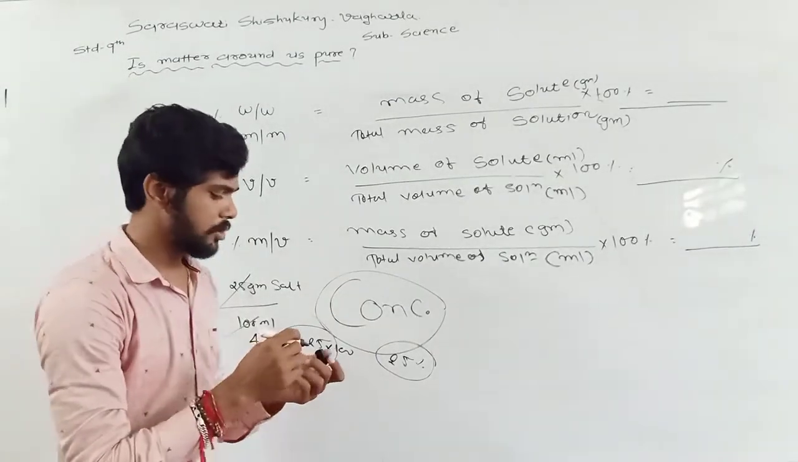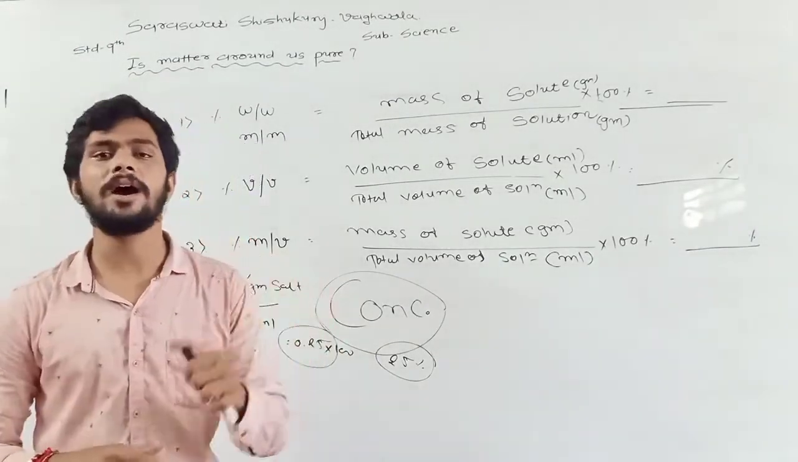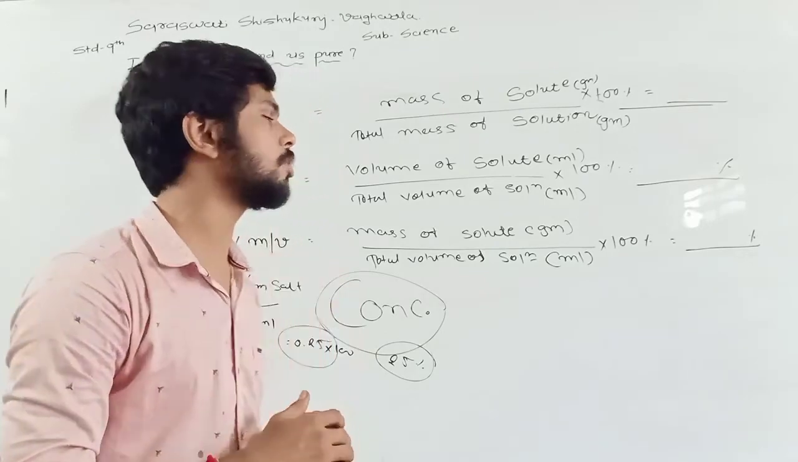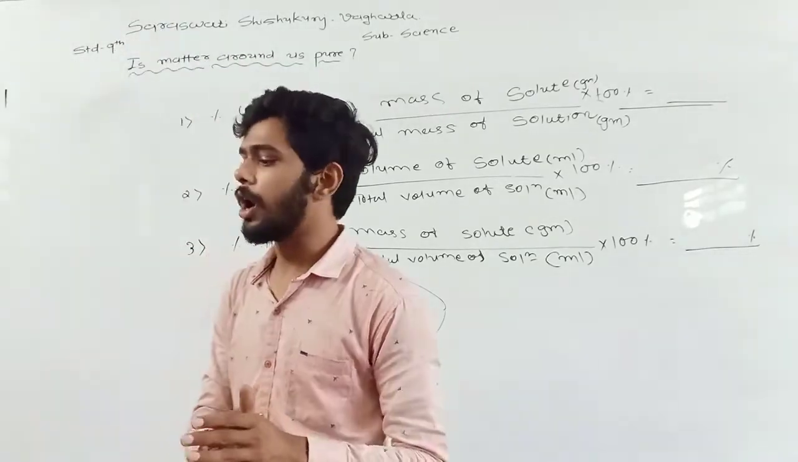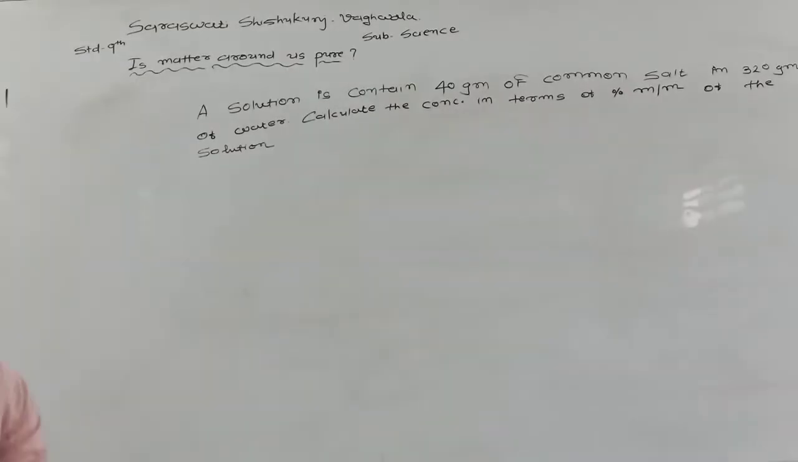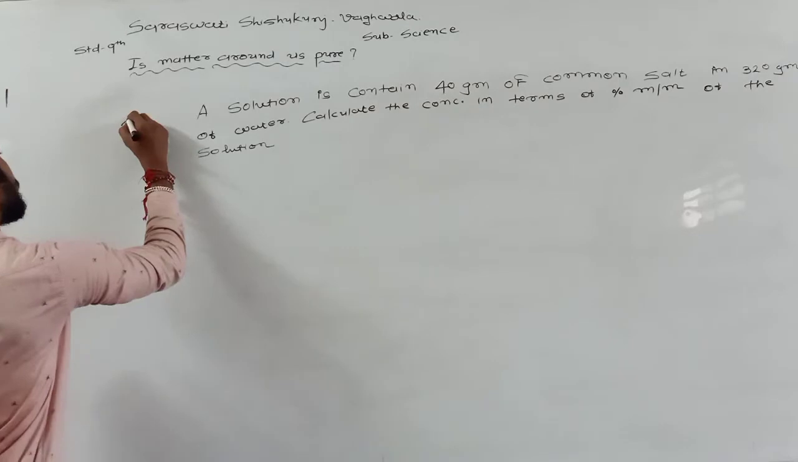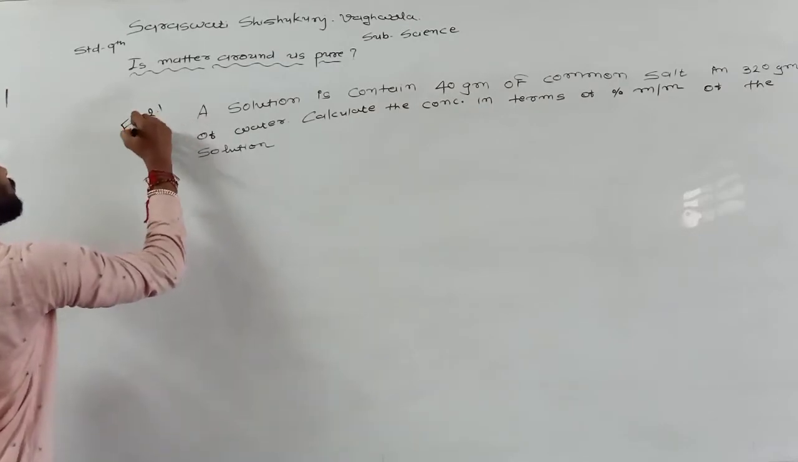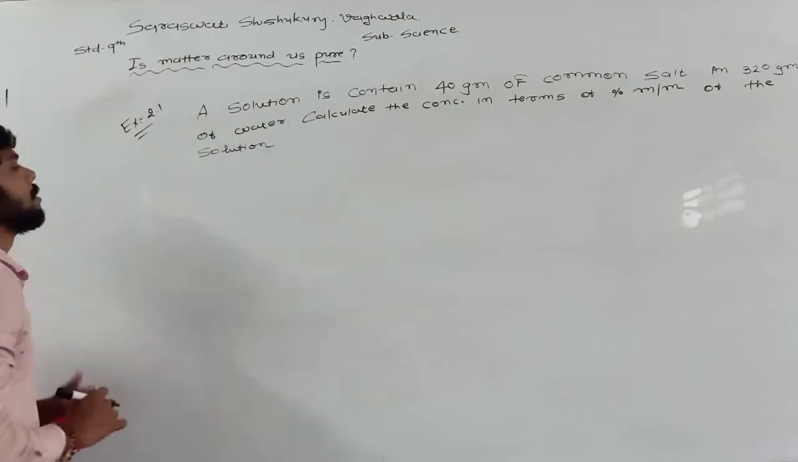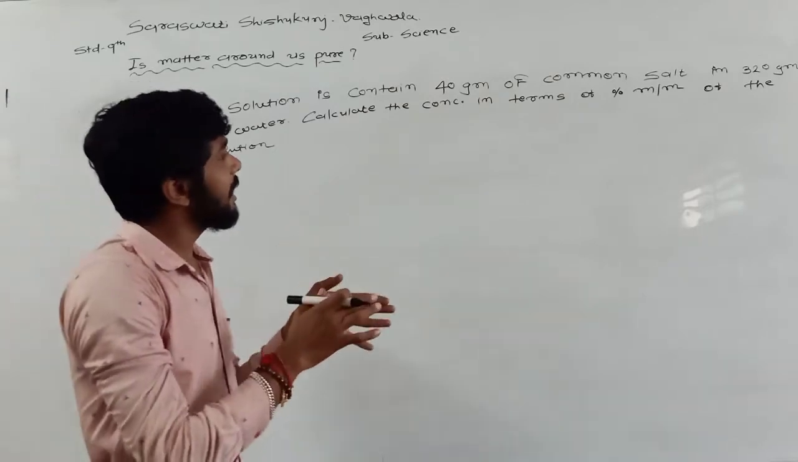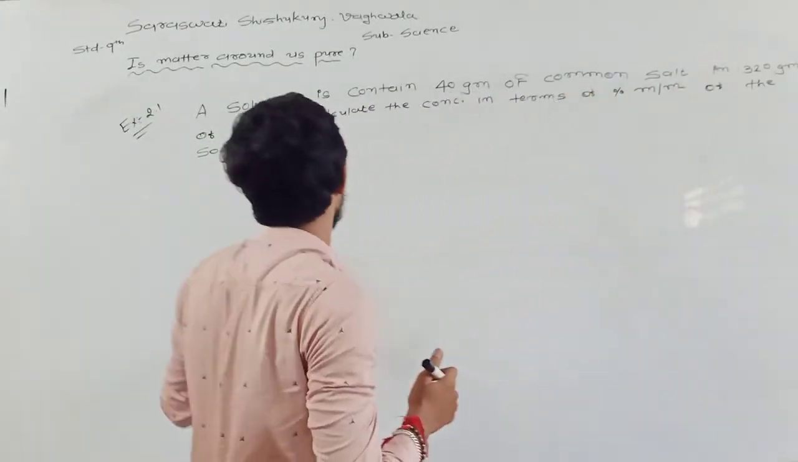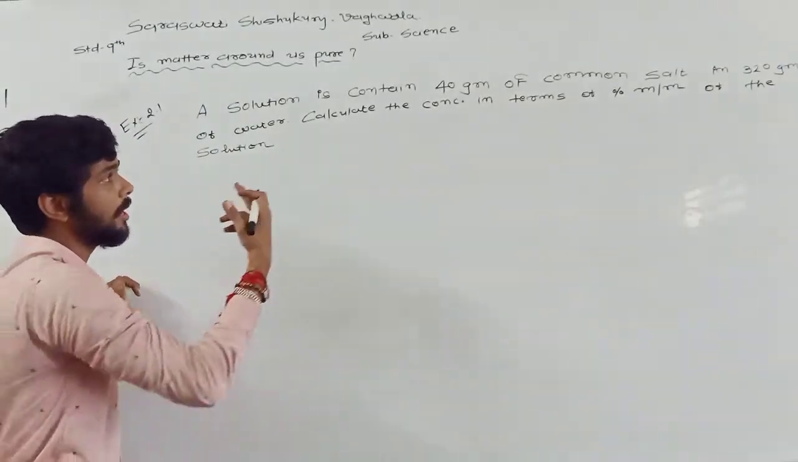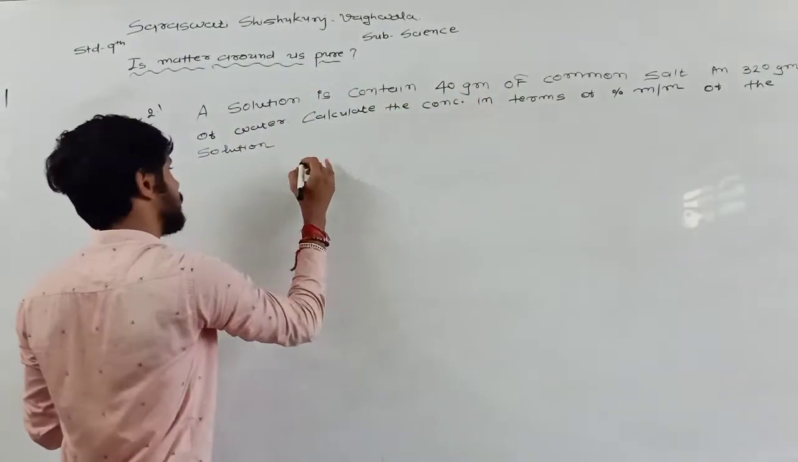Is it clear? So let's go ahead with one example, and then after we are going to complete our today's video and today's lecture. So let us talk about the example that is given in your book. So here your example that is given in your book, that is example number 2.1. So the solution contained 40 gram of the common salt in 320 gram of the water. Okay, 40 gram of the common salt.